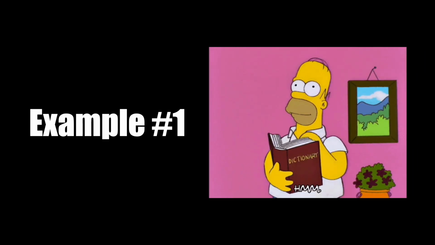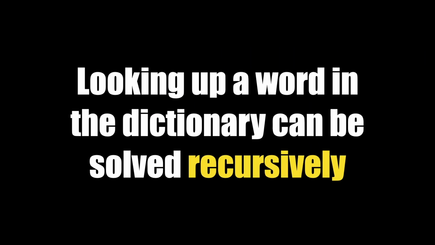Example number one, looking up a word in a dictionary. Looking up a word in the dictionary can be solved recursively. Each letter starts the alphabetic search from A to Z all over again until all letters are found. Let's use a simple example, dog. First, we start by looking for D in the dictionary. We start at the beginning with letter A, find B, then C, and then D. And then we have the first letter in place.